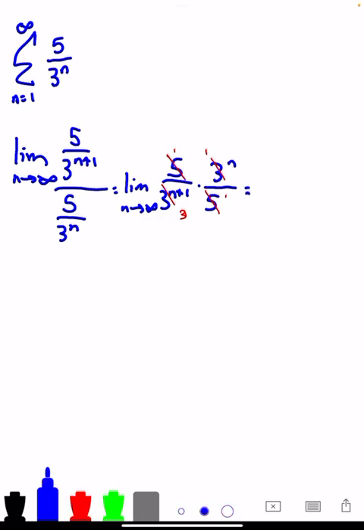Now, this answer ends up giving us 1/3. All right, 1/3 is less than 1. All right. So this series converges. All right. It converges. Absolutely. So this is how we do the ratio test. This is just a quick example.